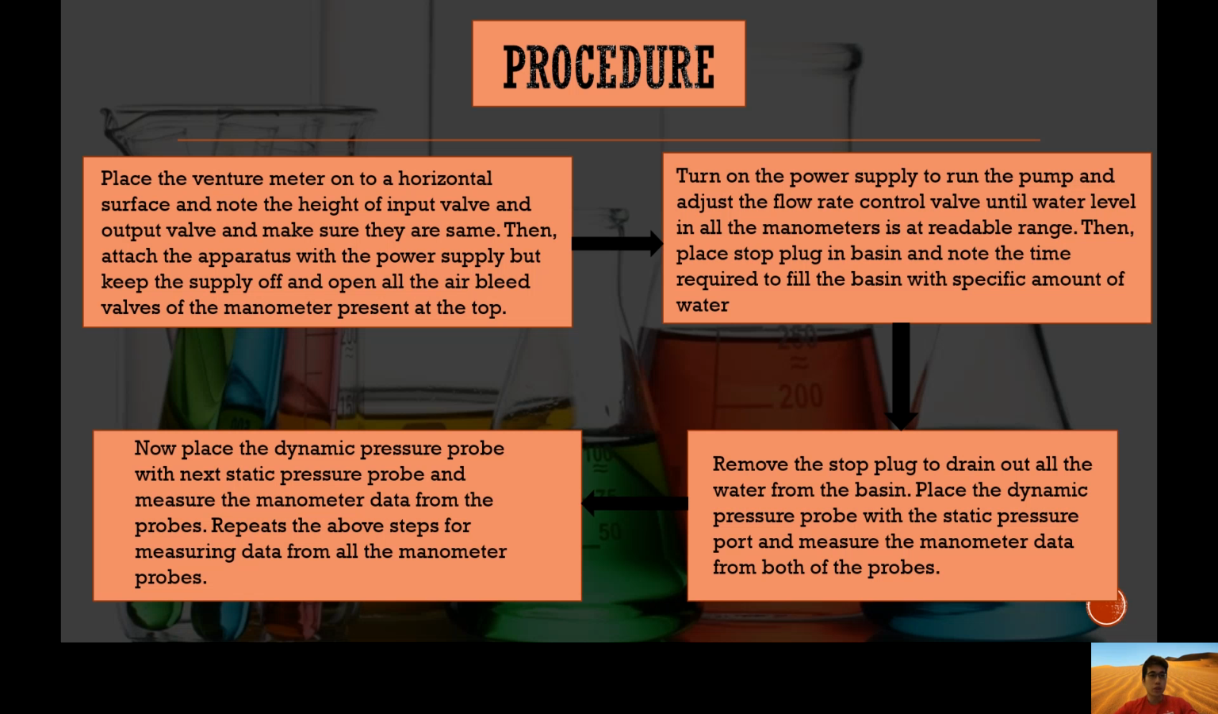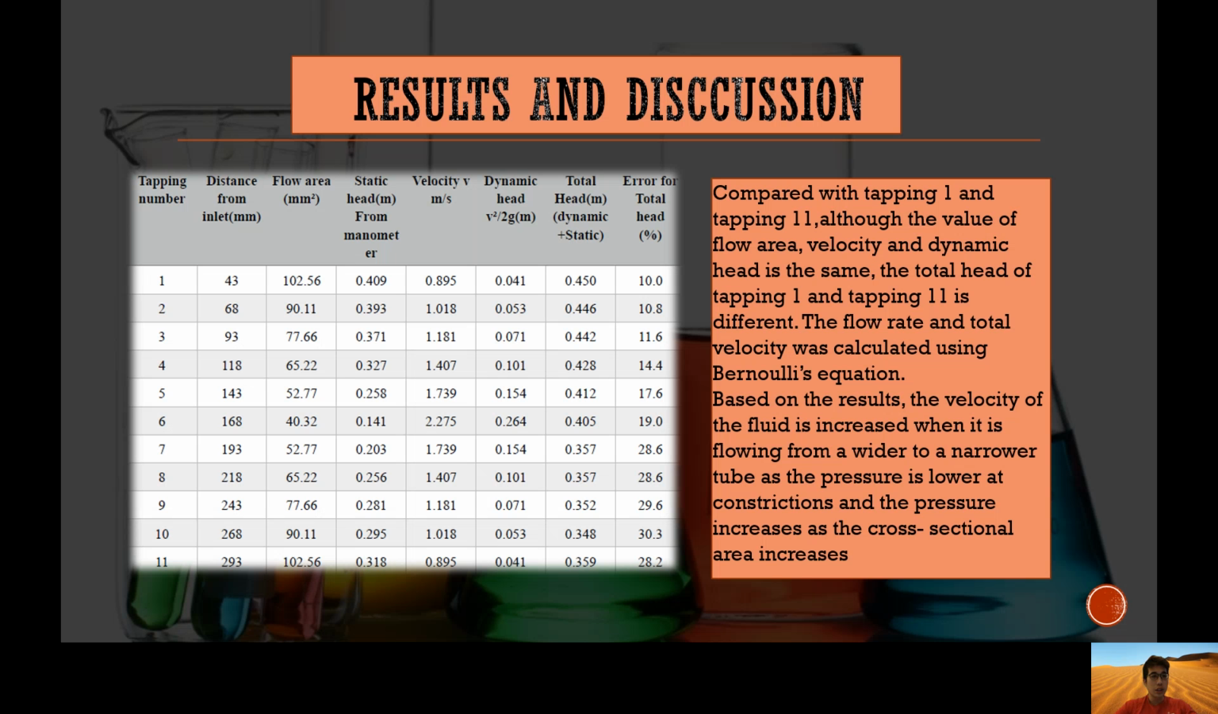So, as we head to the results and discussion, as you can see here, the flow area is determined, the static head from the manometer is determined, the velocity is determined, the dynamic head is determined, the total head is determined, and the area for total head is determined. Comparing tapping 1 and tapping 11, although the values of flow area, velocity, and dynamic head are the same, the total head of tapping 1 and tapping 11 is different. The flow rate and total velocity were calculated using Bernoulli's equation.